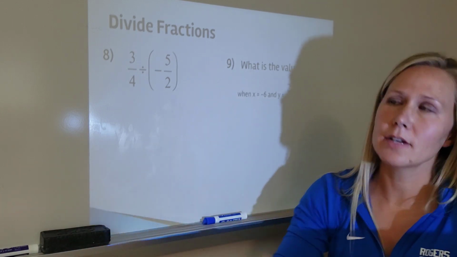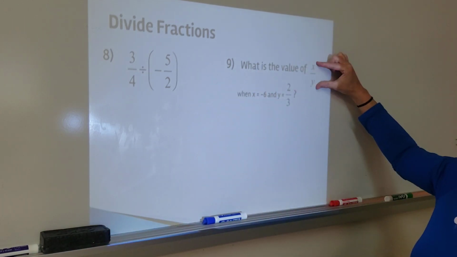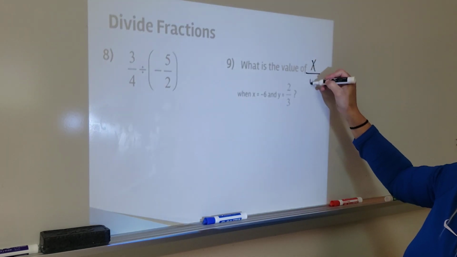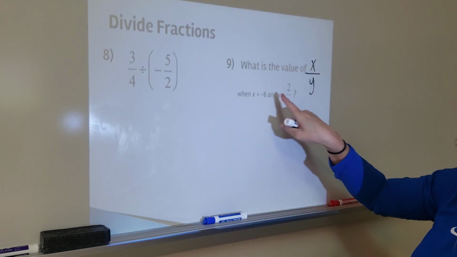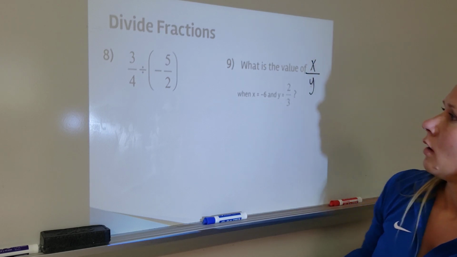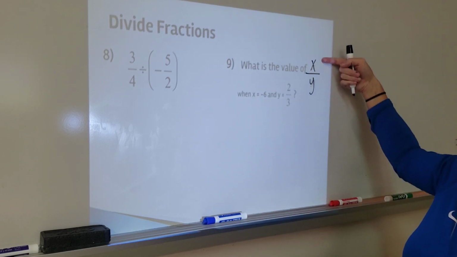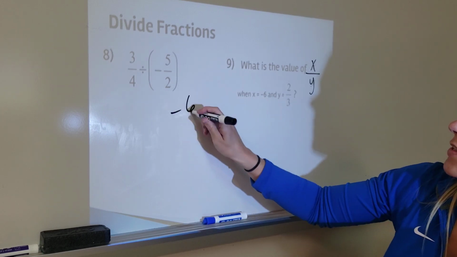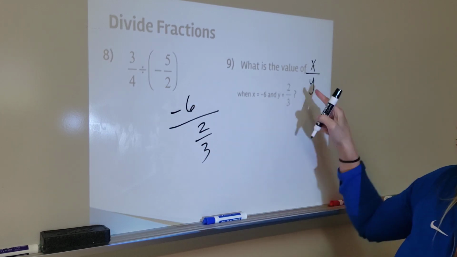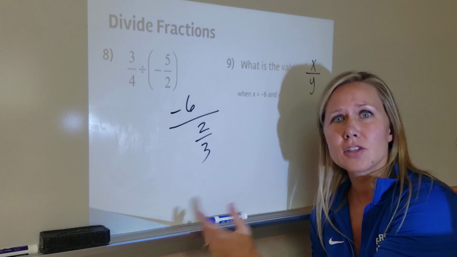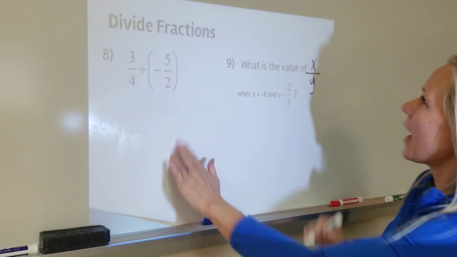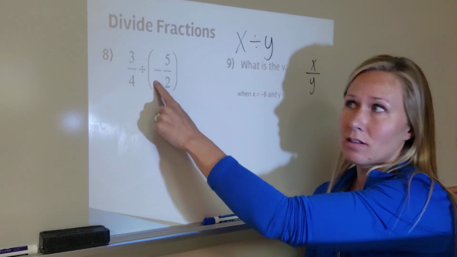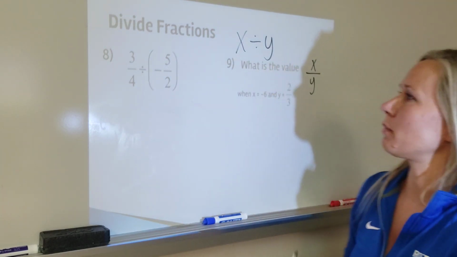This one looks a little bit different. It's saying, what is the value of x divided by y? If it's blurry to you there, this says x divided by y when x is -6 and y is 2/3. It would be pretty silly if I wrote it like this. Think about x divided by y written like that. That would be me taking -6 divided by 2/3 if I wrote it like that. That looks weird. So I'm going to change this, and I'm going to write x divided by y like that. It's going to make it a much easier problem.